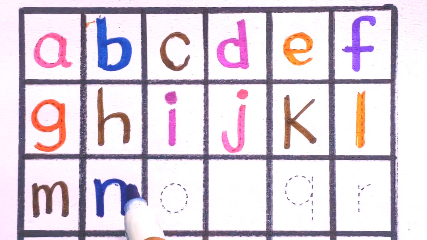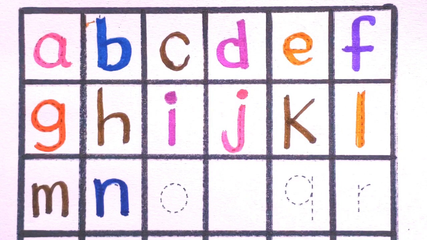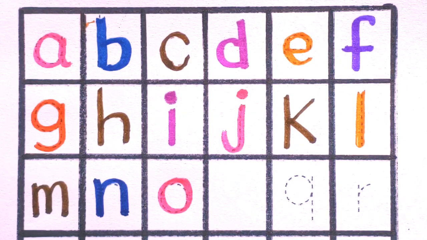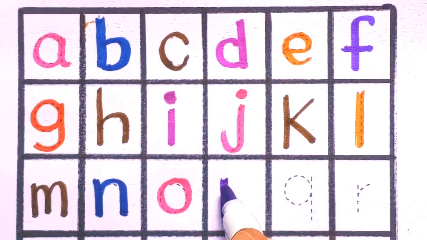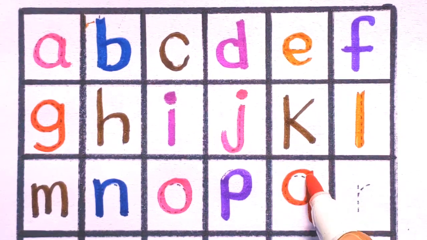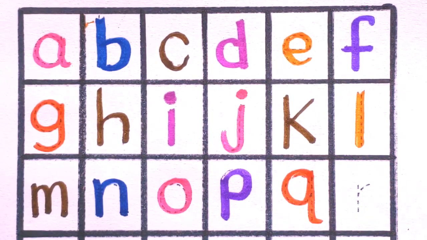N. N for net. Next is O. O for ox. After O, which alphabet is missing here? It's a P. And P for peacock. Next is Q. Q for quarter. After Q, next, which alphabet is this? This is R. R for red.